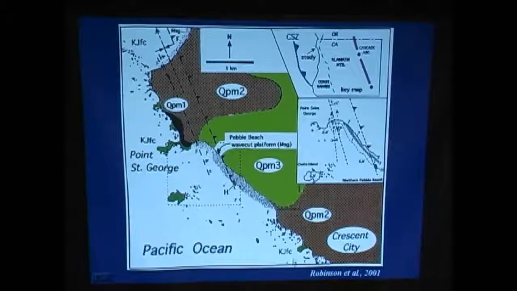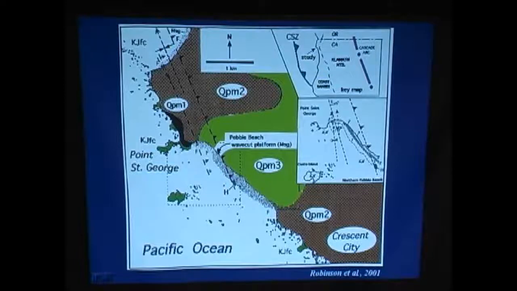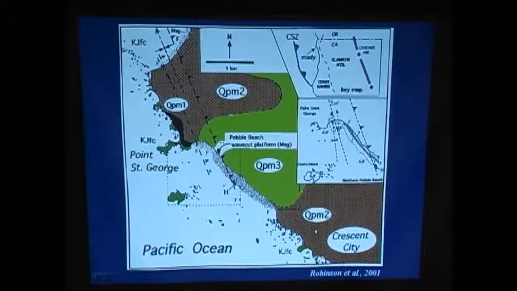After I put in 25 years on the Franciscan, I got interested in the younger sedimentary rocks and mainly had graduate students work on them, and undergrads. Tom Leroy, who's here, worked in the Klamaths on some younger rocks. I had a fellow named Dane Robinson work on the St. George Formation, which is shown in this stipple pattern at Pebble Beach and north of Point St. George.